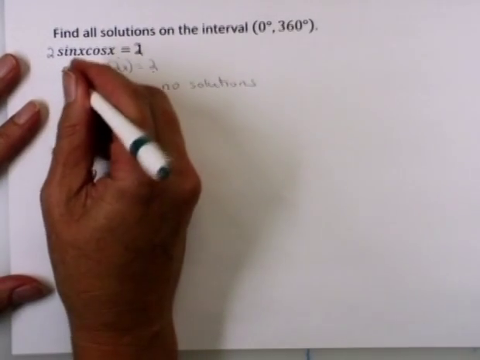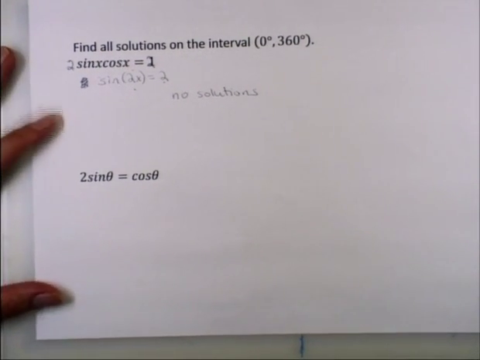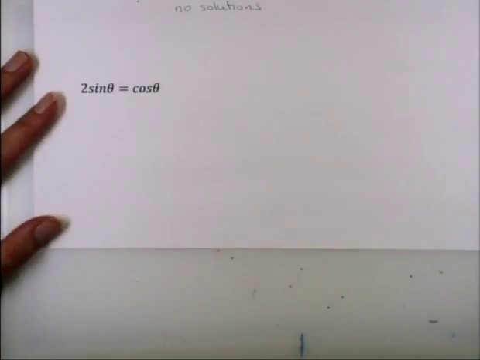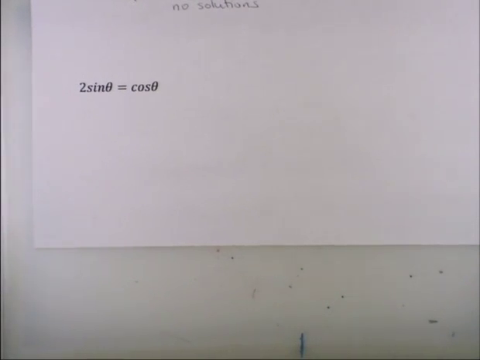Okay, and that will happen sometime. Usually if I get a no solution, I go back and double check it either graphically to make sure that's really going to be the case, and in this case it is. And the last one that we'll look at is this one, and it's a simple one. 2 sine theta equals cosine theta.